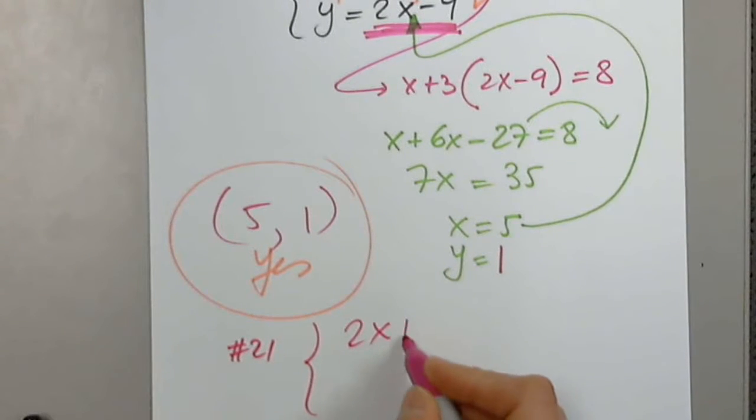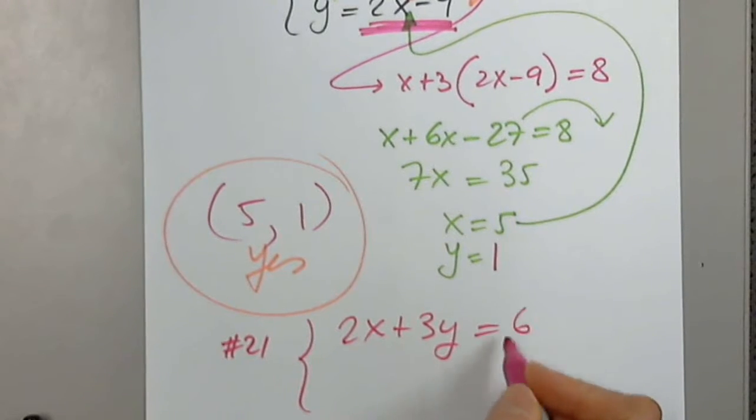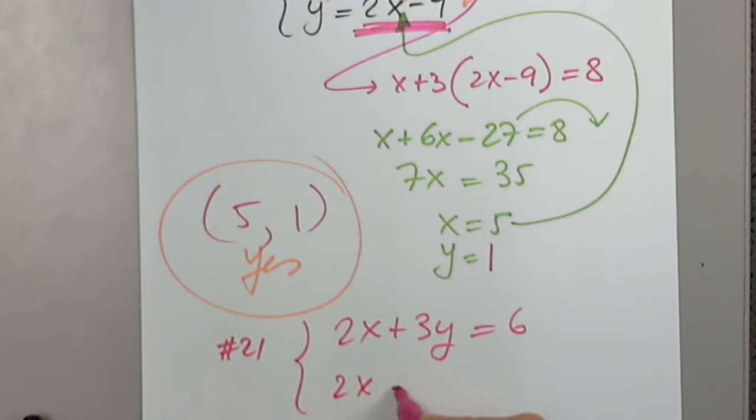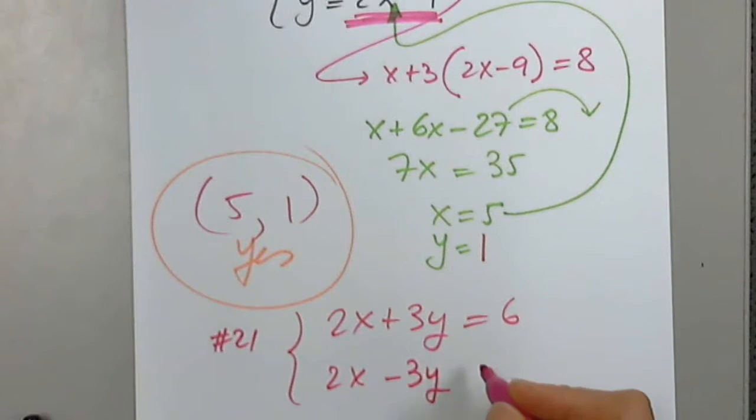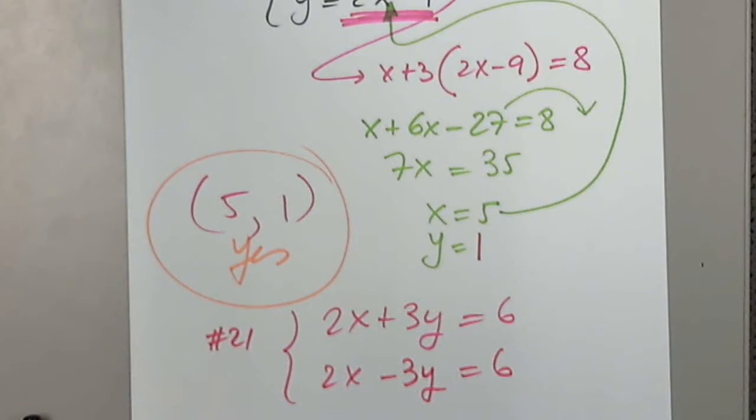So 2x plus 3y equals 6, and 2x minus 3y equals 6.